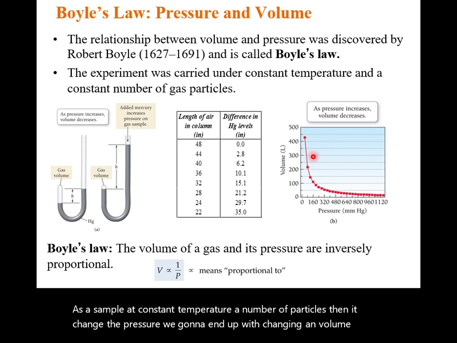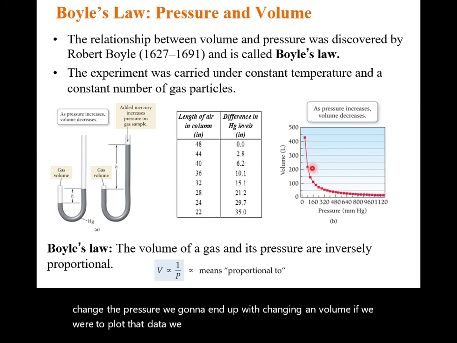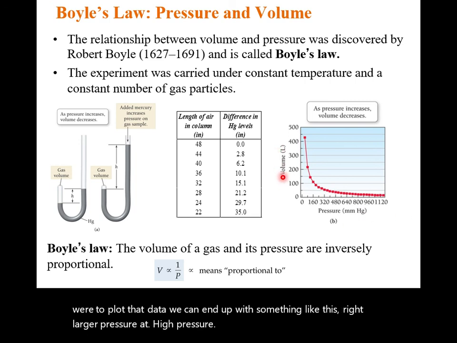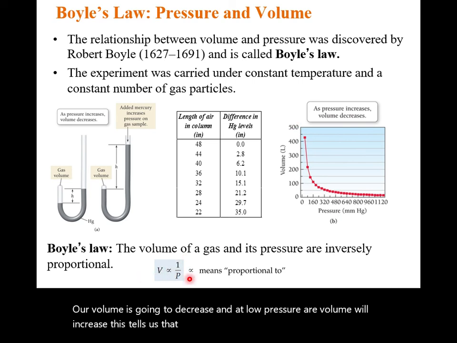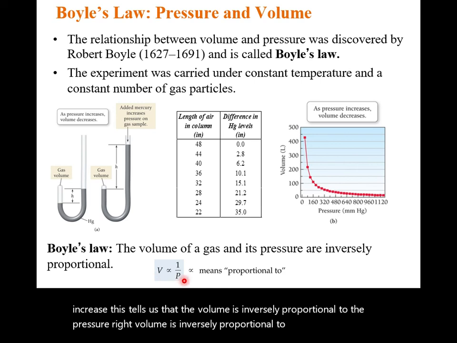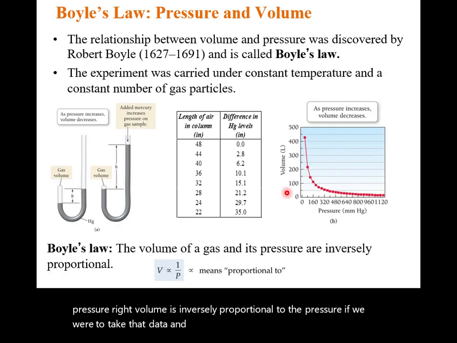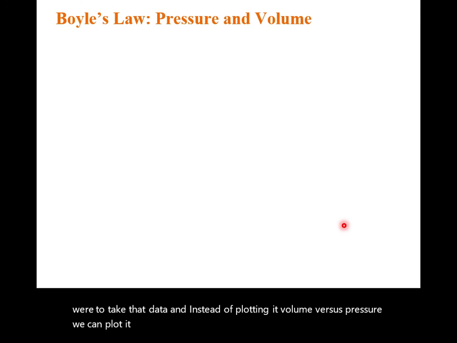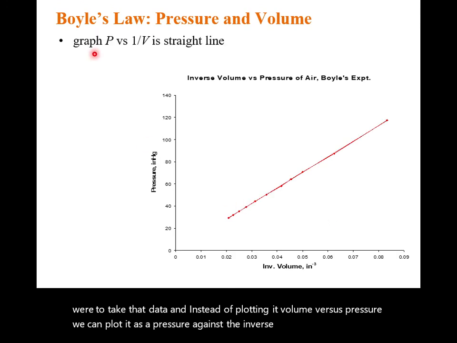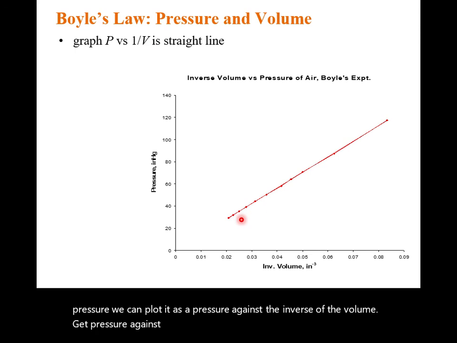If we were to plot that data, we can end up with something like this, right? At high pressure, our volume is going to decrease, and at low pressure, our volume will increase. This tells us that volume is inversely proportional to pressure. If we take that data and instead of plotting volume versus pressure, we plot pressure against the inverse of the volume, I end up with a straight line.